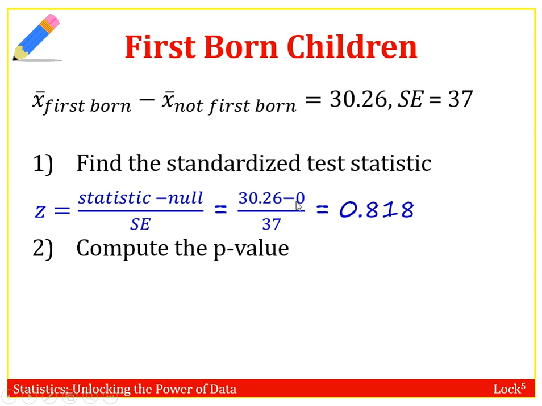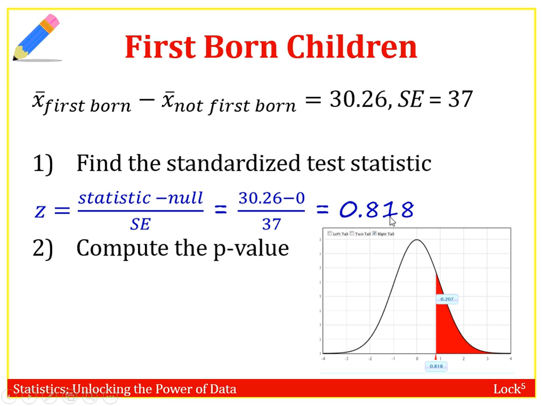30.26 minus our null, because remember we're assuming that there is no difference, so when you subtract two things that are the same because there's no difference, you get 0 over your standard error, and you get a z-score of 0.818. Then we could go ahead and go to normal distribution on StatKey. We want to do our right tail because we're thinking they're smarter, so it's greater than. Type in 0.818, and then we get our p-value being what we have right here, 0.270.